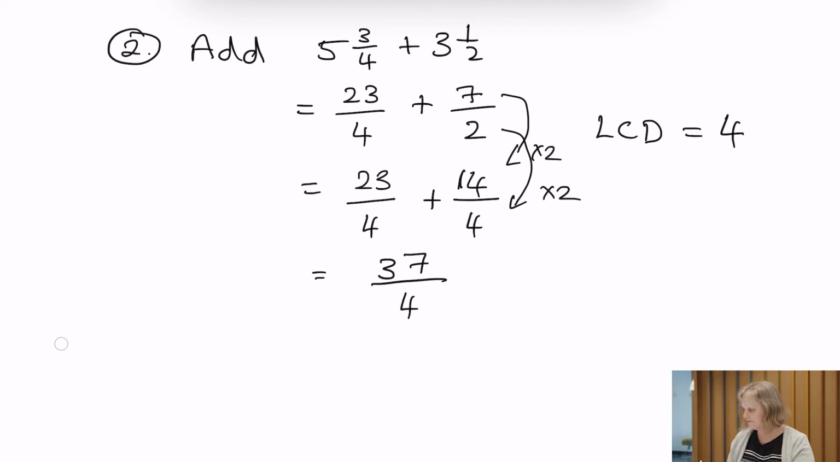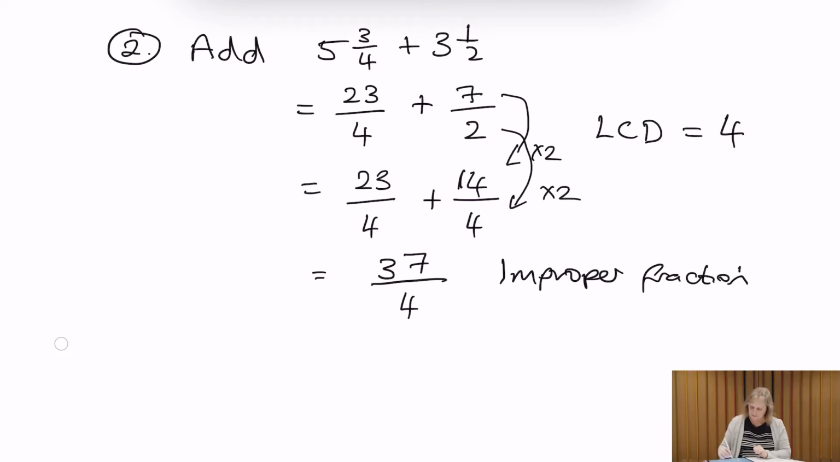So 37 over 4. And again, we've got an improper fraction here, so I'm just going to remind us about that. Now, what I might do with this particular question, unless we had special instructions, then obviously they would take precedence, is rewrite this improper fraction as a mixed number, just so that it matches the type of numbers that it gives us originally in the question.